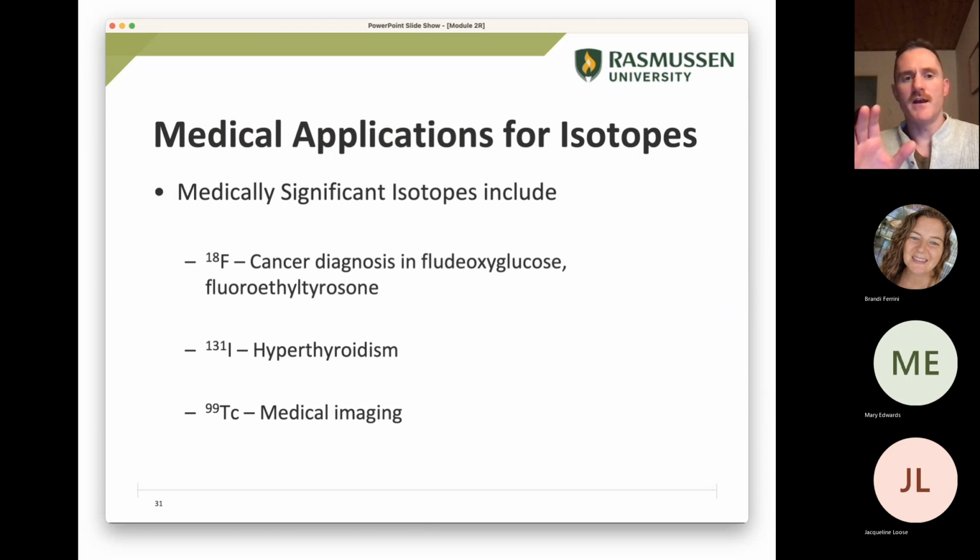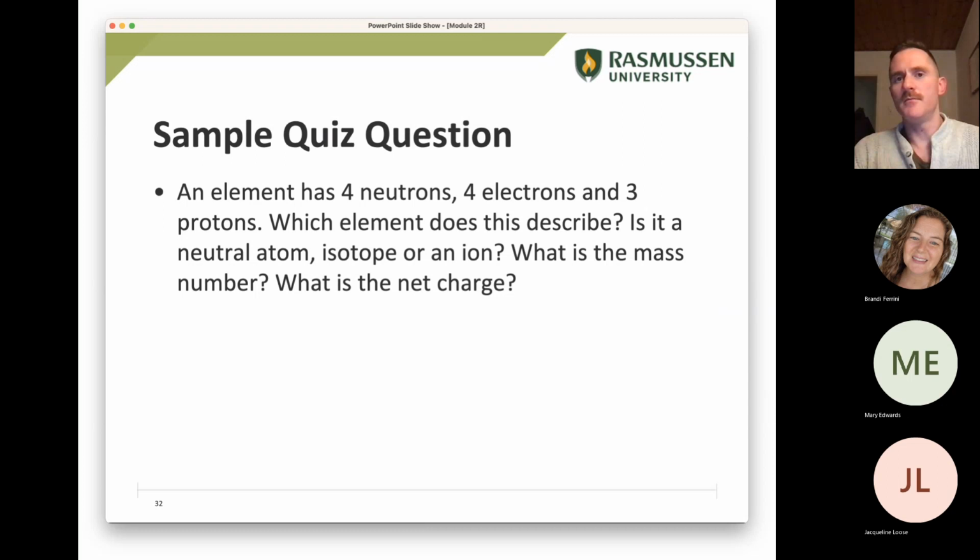And I just want to give you an aside really quick. Isotopes are important to you as medical professionals too, because we use them in medicine. F18 is an unstable isotope of fluorine that's used in cancer diagnosis, right? Iodine 131, we use it to kill thyroid cells to help in the treatment of hyperthyroidism. And technetium 99 is actually a metastable isotope of technetium that we get from molybdenum that's used in medical imaging. So this stuff is real. You might come across this on the job.